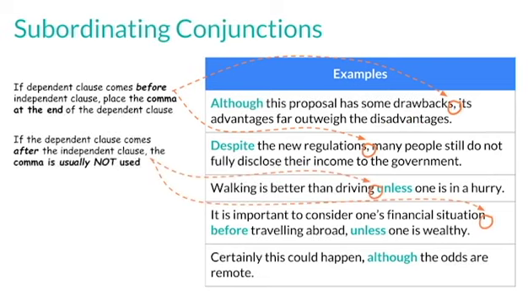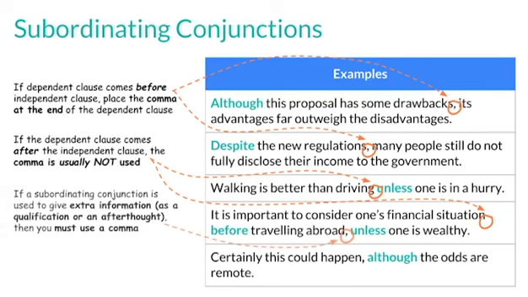The second rule is that if the dependent clause comes after the independent clause, then the comma is usually not used. So here we have examples of this. Here we don't use a comma in both of these sentences. Why? Because here we have an independent clause that comes before the dependent clause. So when we have a situation like this, in most cases, we do not use a comma. However, I want you to notice that there are exceptions to this rule, as can be seen in this sentence over here.